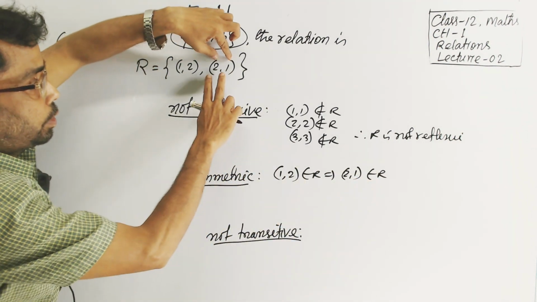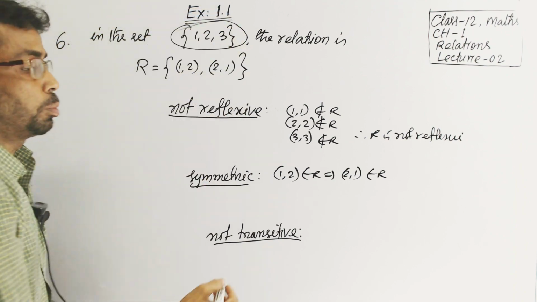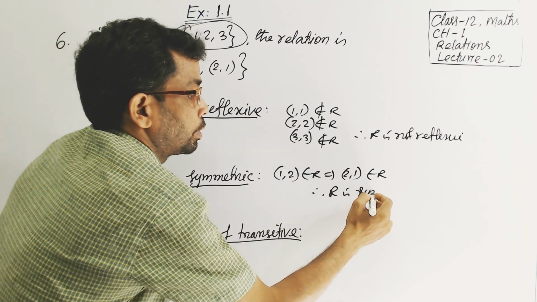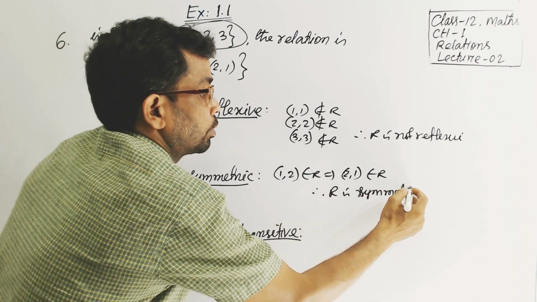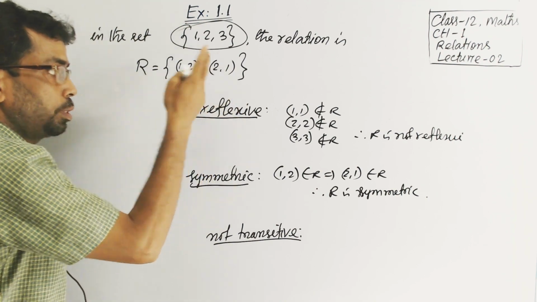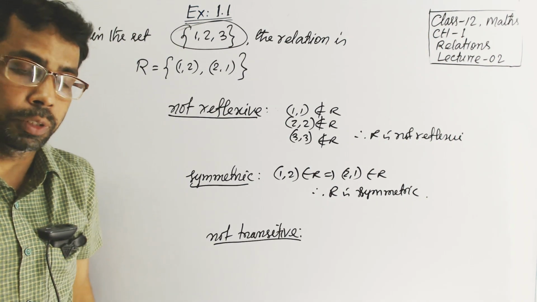And if we take (2, 1), then reversing is (1, 2), and hence that is also true for both the elements. Therefore the relation R is symmetric. It is satisfying the condition of symmetry. For (1, 2) the reverse is (2, 1), and for (2, 1) the reverse is (1, 2), and for both the pairs it is satisfying the symmetric condition.